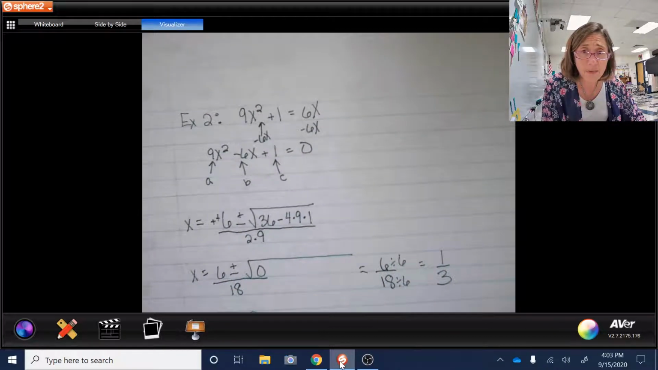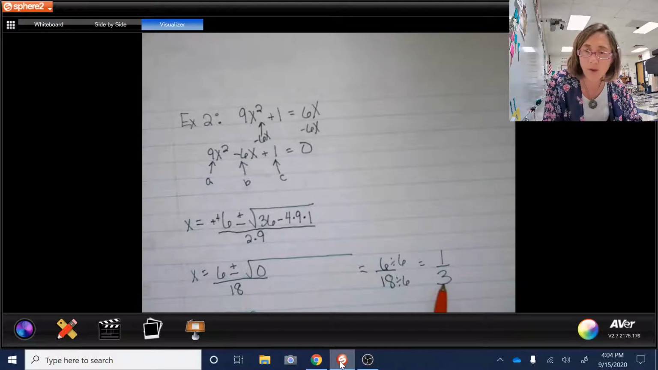Let's look at the second example that we did yesterday. So here was example 2. We only got one solution here at the end. X was just 1/3. Well, let's think back to why we only got one solution. Look at what's under our square root sign here. So that's the discriminant. The discriminant came out to 0.